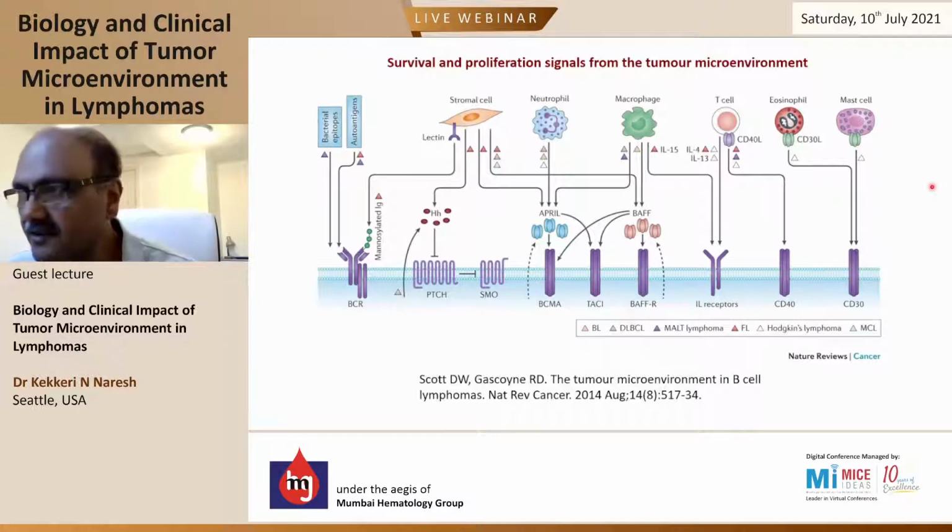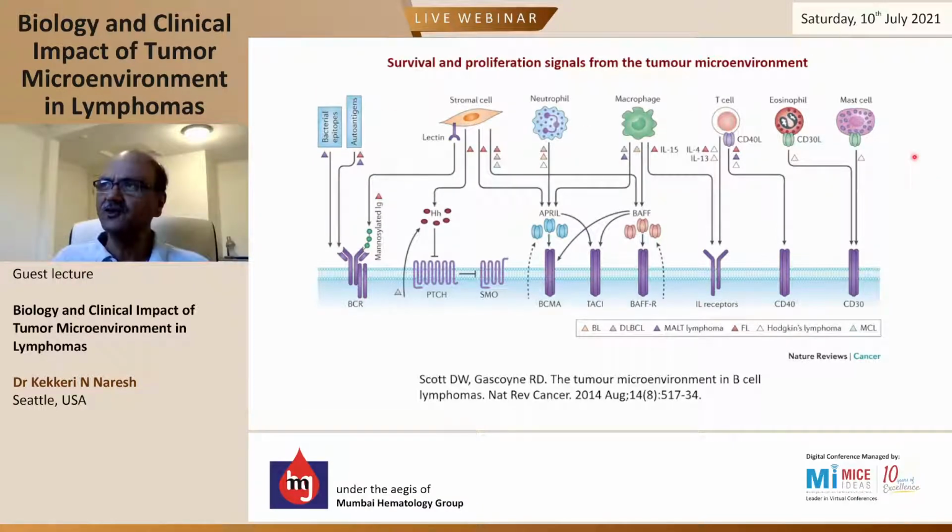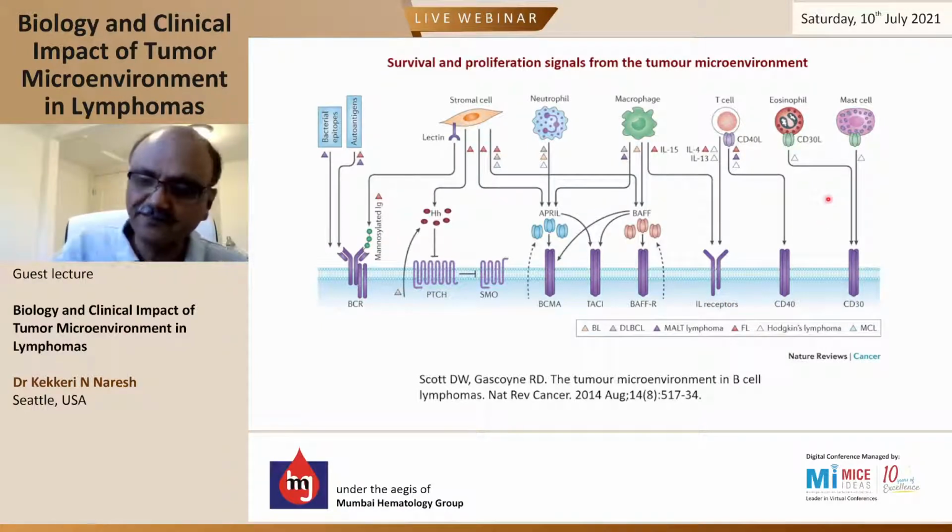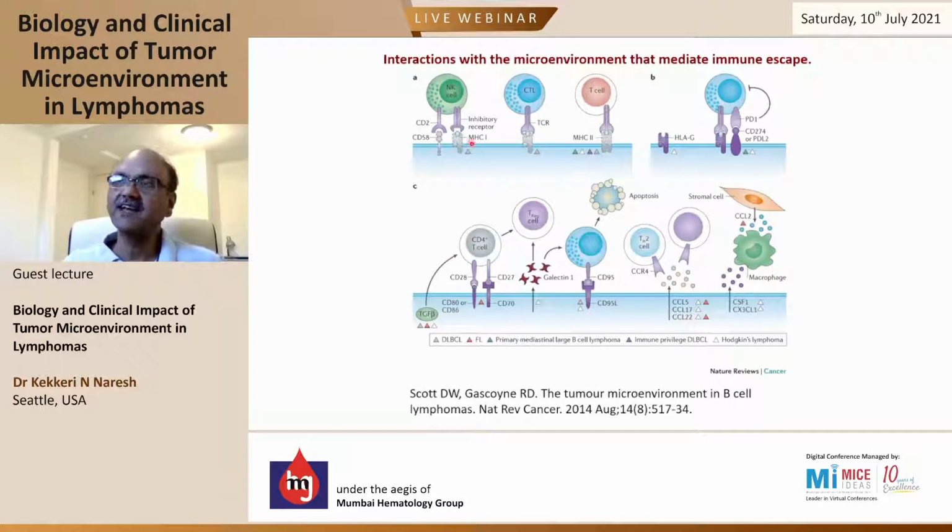And here is a depiction of various survival and proliferation signals using different microenvironmental cells. There are both bacterial epitopes and autoantigens, as can happen in follicular lymphoma or MALT lymphomas, which can directly bind to the B cell receptor, giving proliferative signals. Or it can be various other cells, like stromal cells, neutrophils, macrophages, T cells, eosinophils, and mast cells, all interacting with different components on the tumor cells, giving rise to proliferation signals. Also, lymphoma cells can secrete various factors like the hedgehog proteins, APRIL and BAFF, which all form ligands for important receptors, giving rise to proliferation signals.